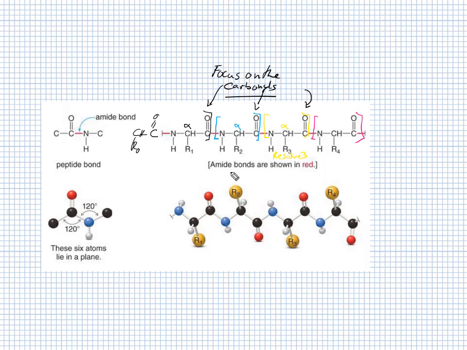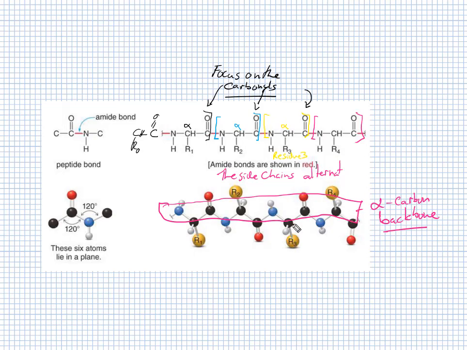So I just want you to notice that the side chains alternate. Right, so we have the alpha carbon backbone here. All right, so here's our alpha carbon backbone. And then the side chains alternate. One's going away and down, one's coming up towards us, one's going away and down. So they kind of go back and forth that way. You'll see this again when we start talking about more complicated structures.